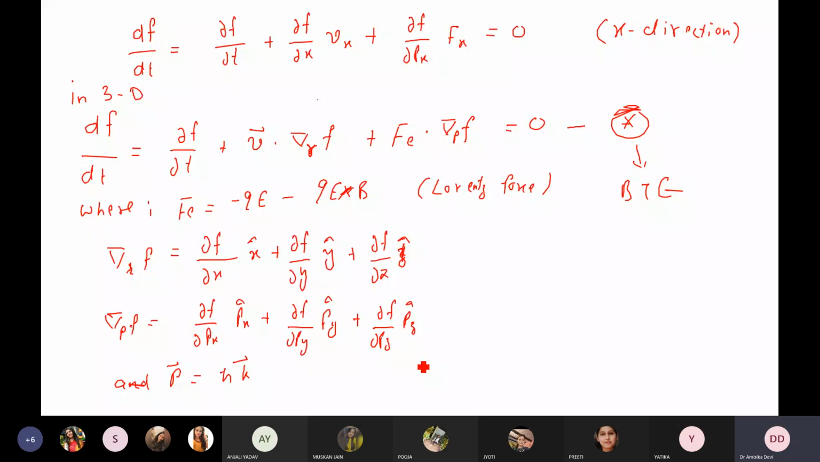Okay, so this was about the Boltzmann transport equation, and we reached up to here. This was the Boltzmann transport equation: Df by dt is equal to the partial differentiation of f with respect to t plus v dot gradient of f plus F_e dot gradient of p f, which is equal to 0.